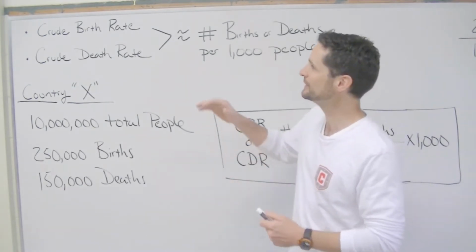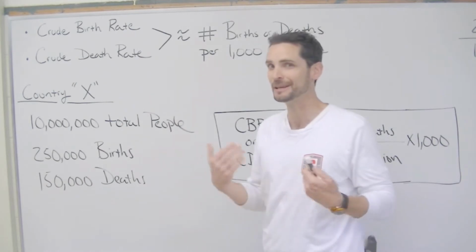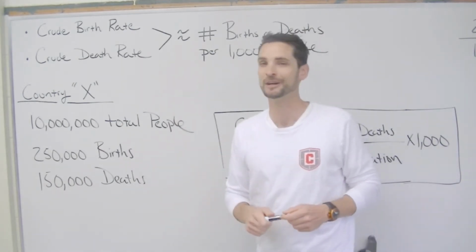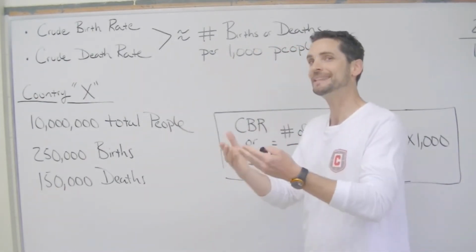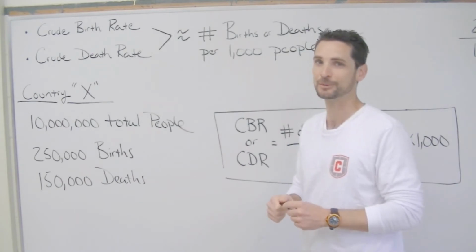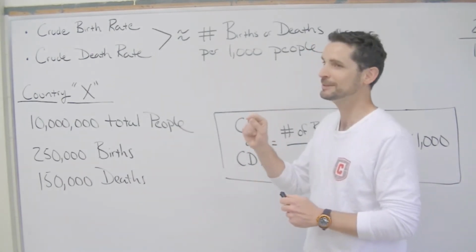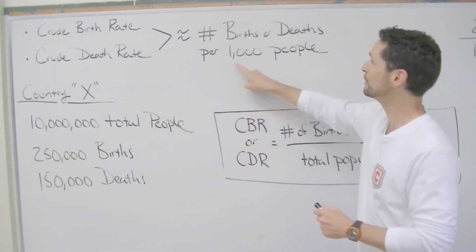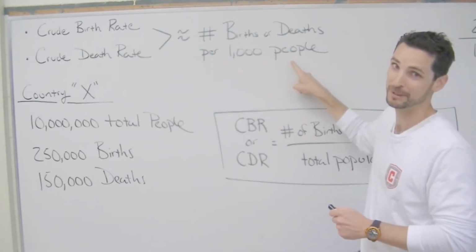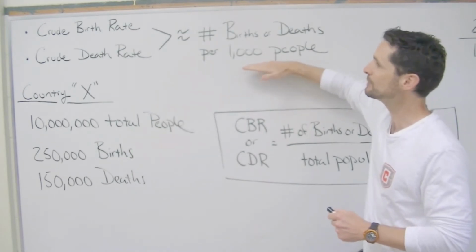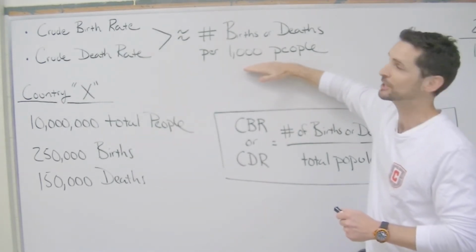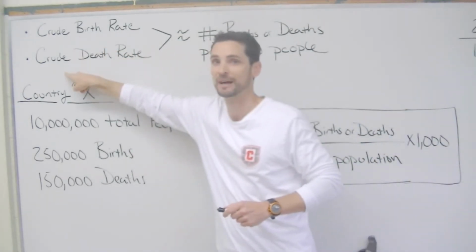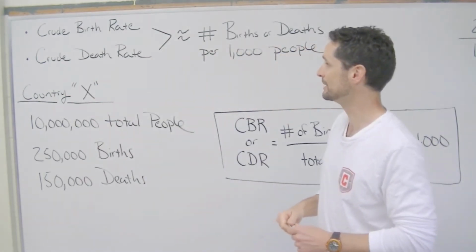So what we're going to start with is calculating crude birth rate and crude death rate. It's very simple. The key thing to keep in mind about crude birth rate and crude death rate is that what you're calculating is the average or approximate number of births for every 1,000 people within a population. So always remember, 1,000 is a key number when you're talking about crude values within a population.